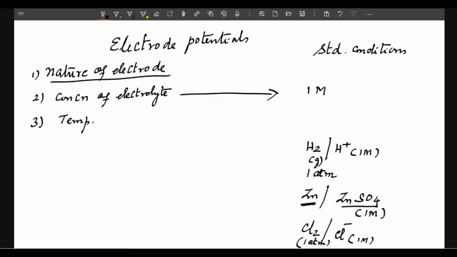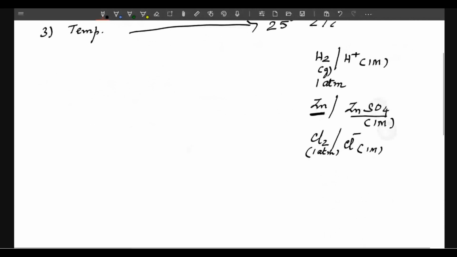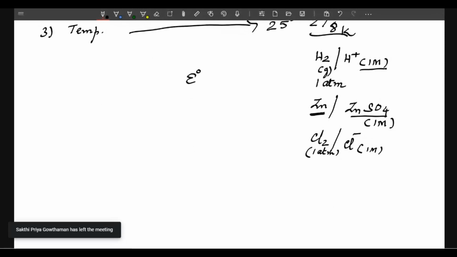And the temperature is fixed to be 25 degrees centigrade, or it is 278 degree Kelvin. And whenever we represent the electrode potential data in terms of these conditions, electrolyte concentration as well as the temperature, we call that electrode potential as the standard electrode potential.